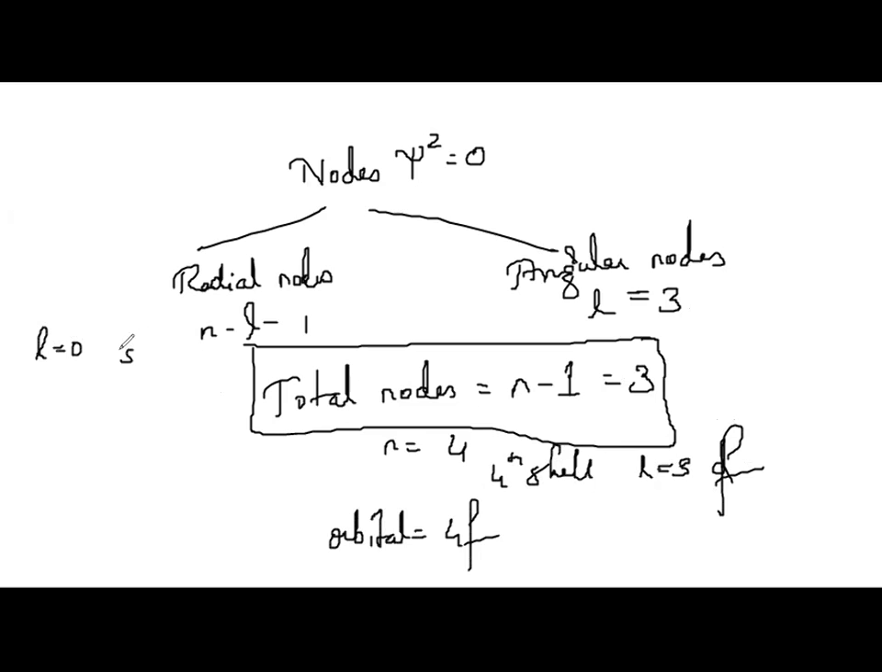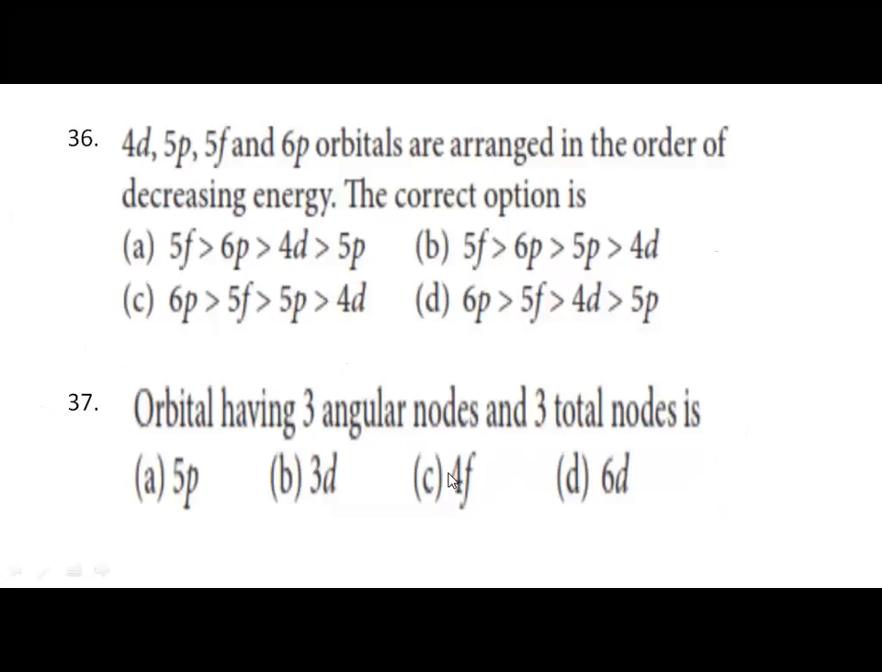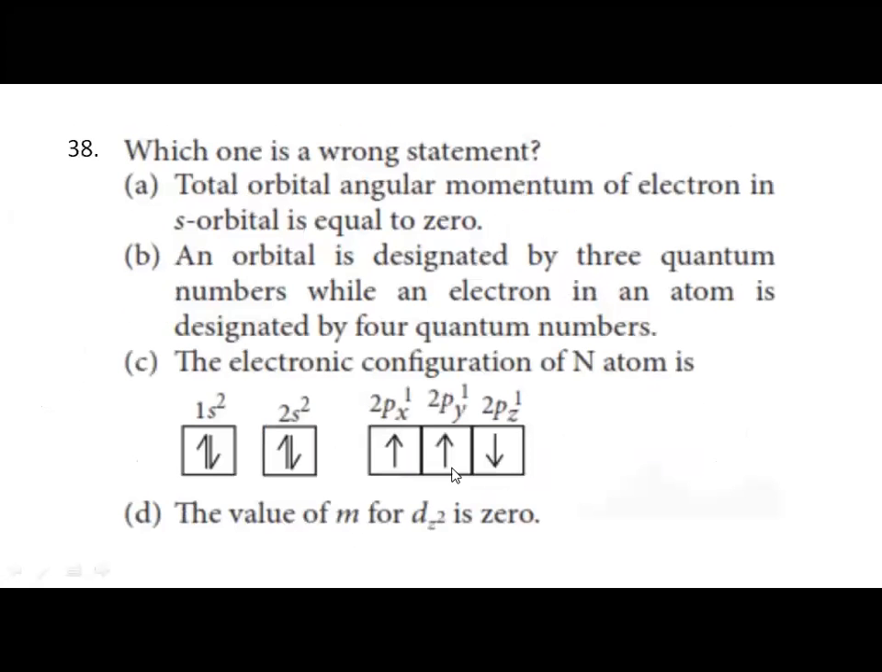L is 0, S orbital. L is 1, P subshell. L is 2, D. L is 3, F. Understood? So L is equal to 3, we directly understand that it is F. And N minus 1, total nodes are 3 they are saying. So N minus 1 is 3, that means N will be equal to 4. So 4th shell and L is 3, so it is 4F orbital. Option C is the correct option.